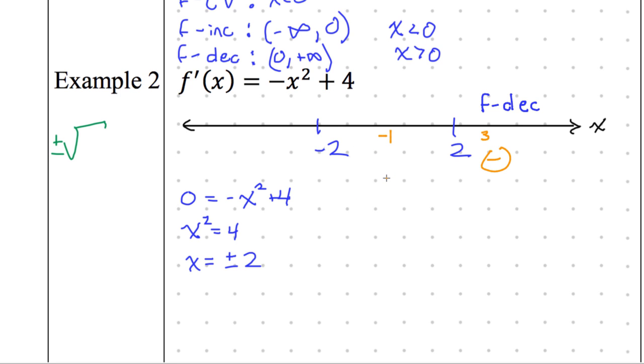When I plug in negative 1, I get what? A positive, negative, or what? Positive. And then Rochelle, is that going to be what type of interval right here? F increasing. There we go.